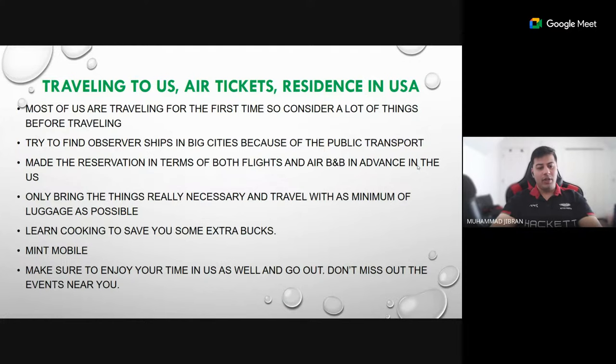And you need a carrier as well when you're coming to the US. What I did was, there was an offer going on at Mint Mobile, so I bought it with my friend before coming to the US. It cost me around $45 for 3 months, and otherwise you have to pay around $30 per month. So that's another thing.